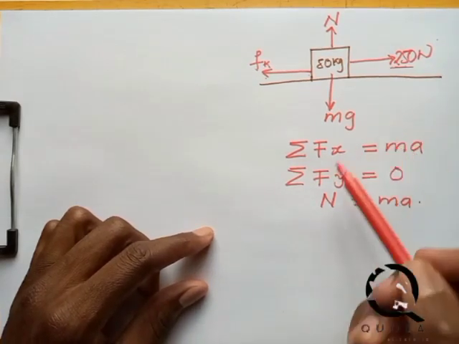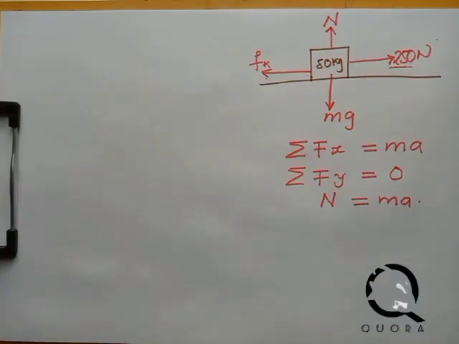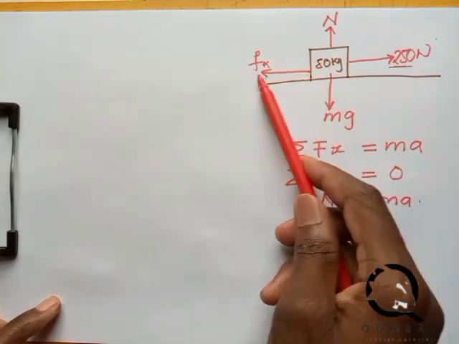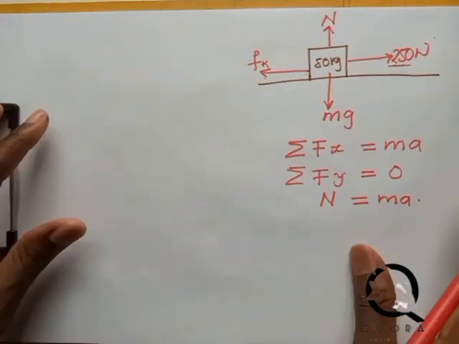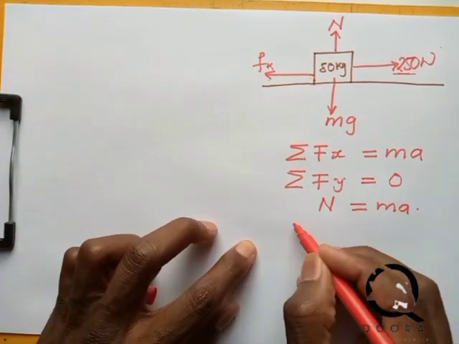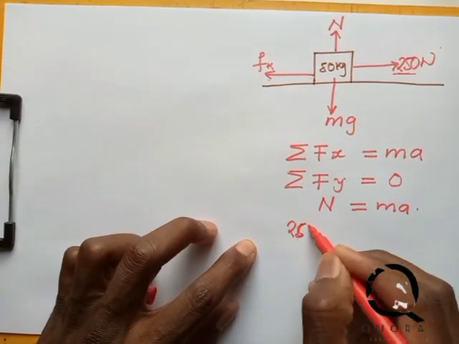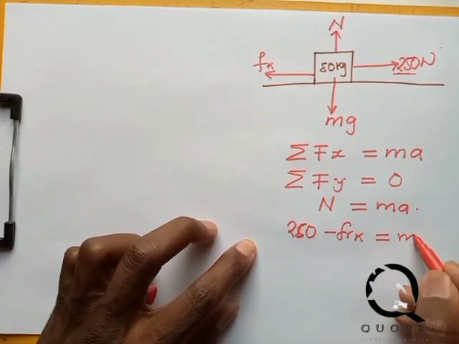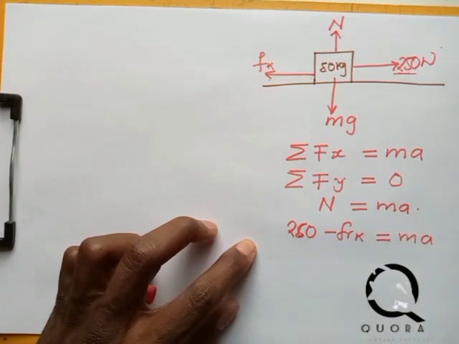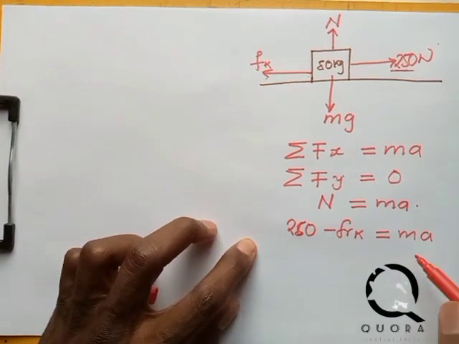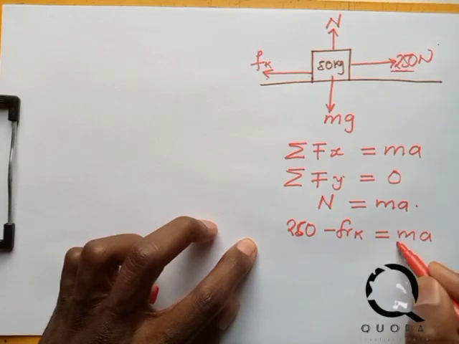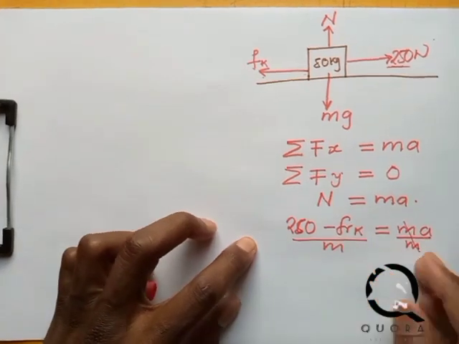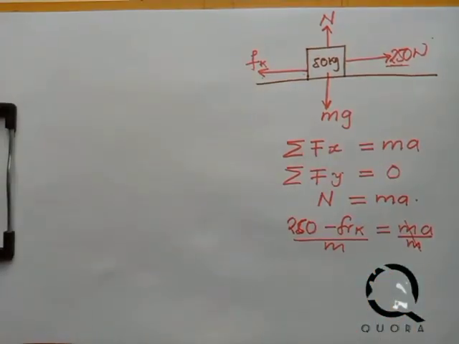So for the acceleration, the summation of forces in x is the force moving towards the positive minus the opposing force moving towards the negative. I'll say 250 minus friction, which is kinetic, equals mass multiplied by acceleration. Remember, they want us to calculate the acceleration, so I'll divide throughout by the mass, on both sides.